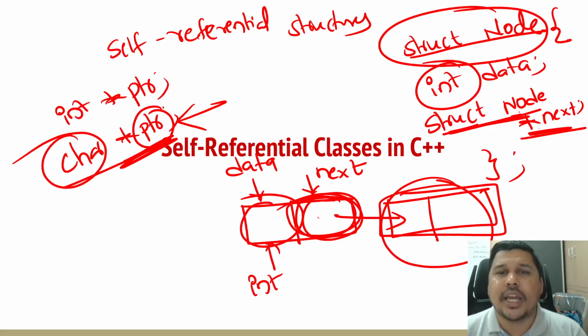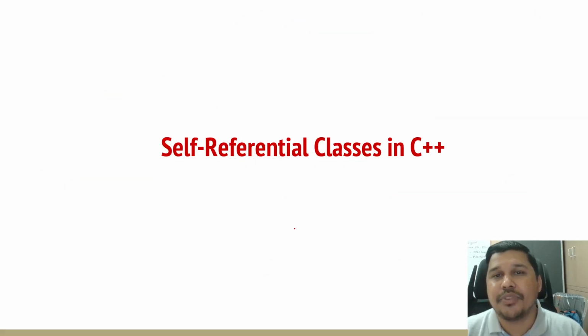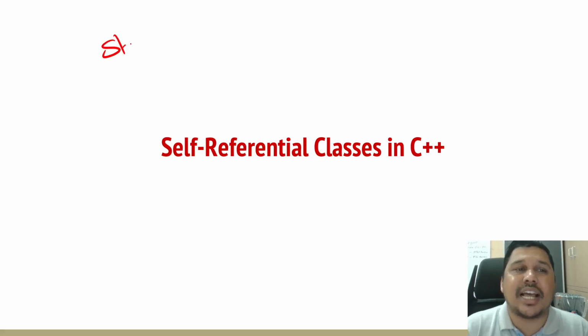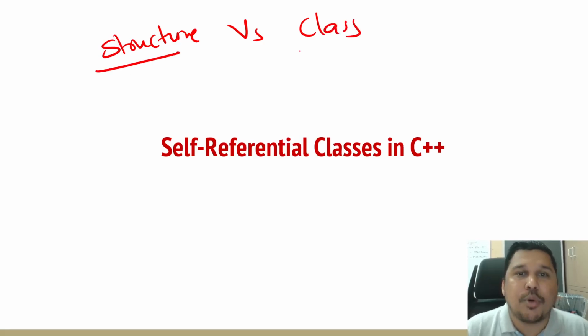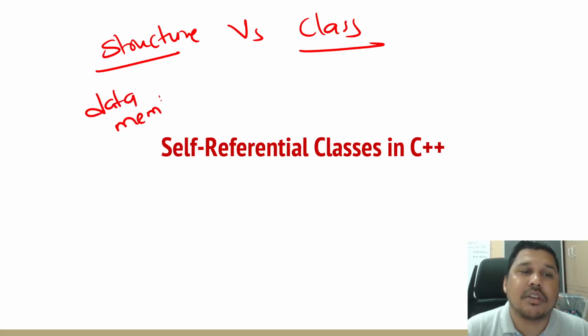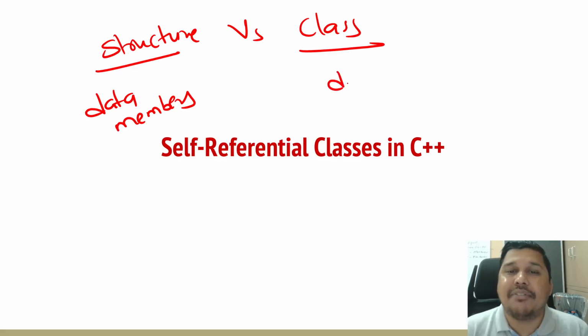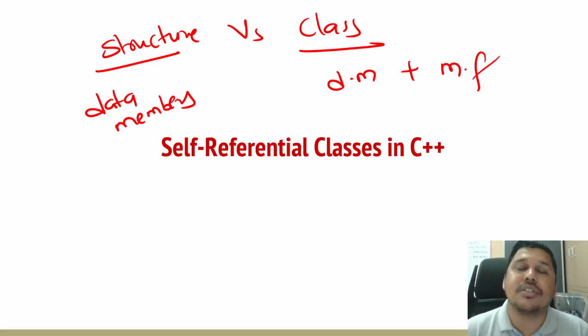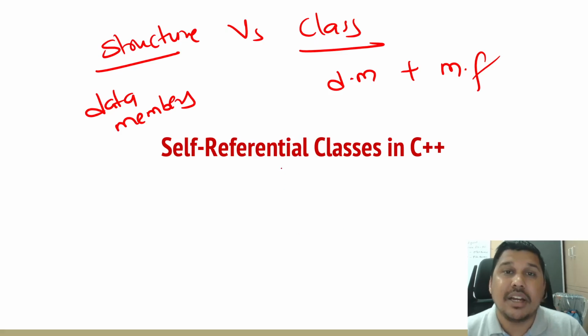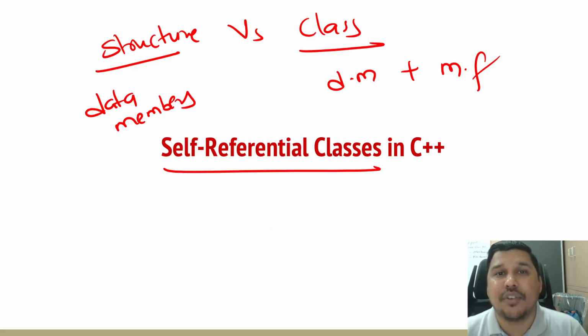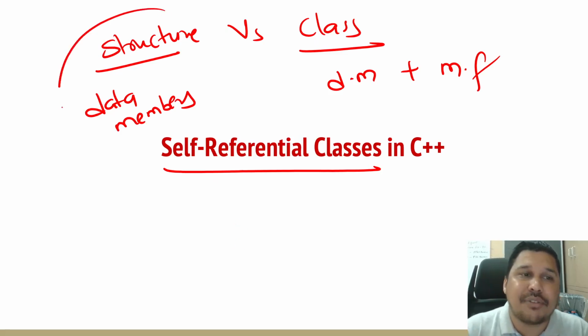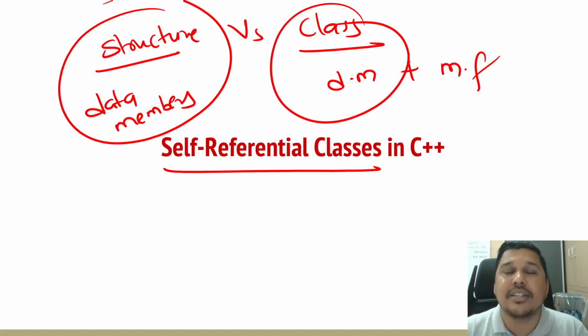And we know we can even use classes. What is the difference between structure and class? Both are the same. In a structure we can have only data members, whereas in a class I can have data members plus member functions, right? It means can I use self-referential classes for a linked list? If I want to create a node for a linked list, why can't we have self-referential classes? Why do I always have to use a structure? I can use a class also, right?